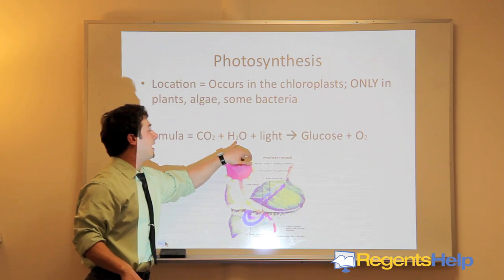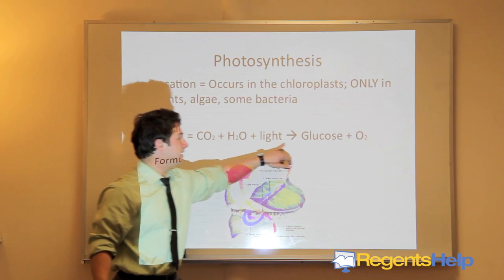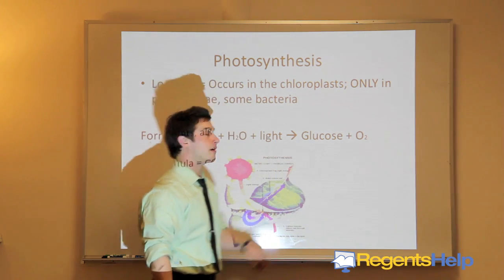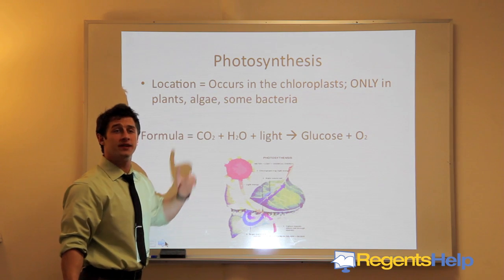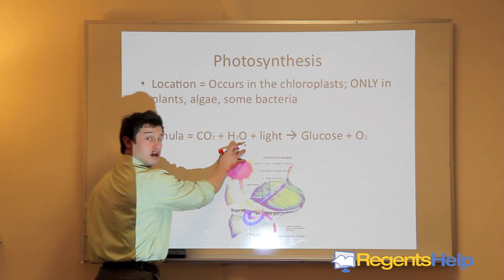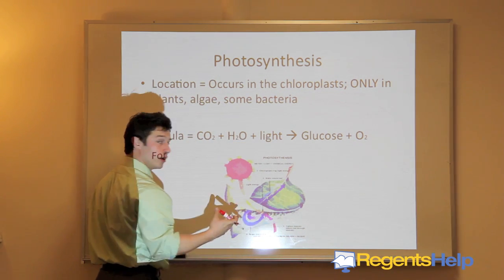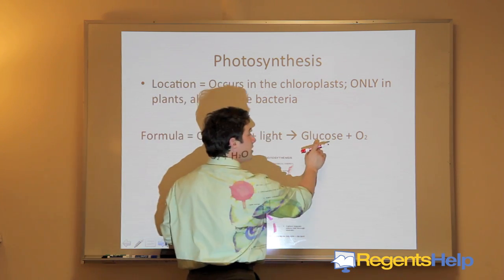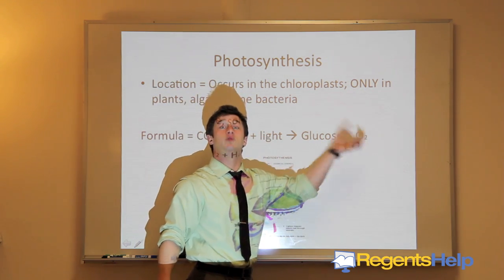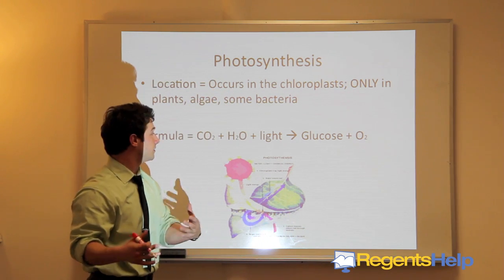Carbon dioxide and water combine with light to make glucose and oxygen. So we are going to know that. Plants are going to take carbon dioxide from the air, water from the soil or from the rain, use the sun's energy and light to make glucose and release oxygen, which we will breathe in and then recycle.